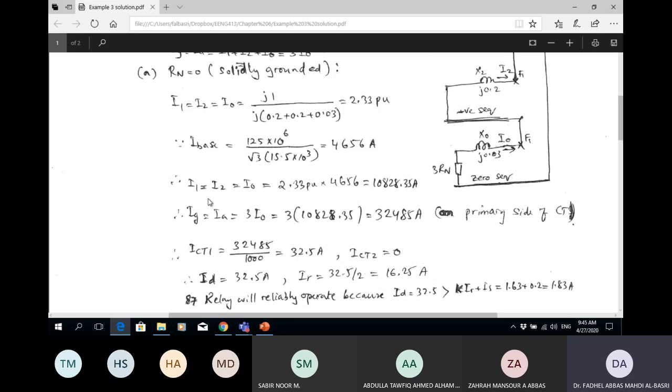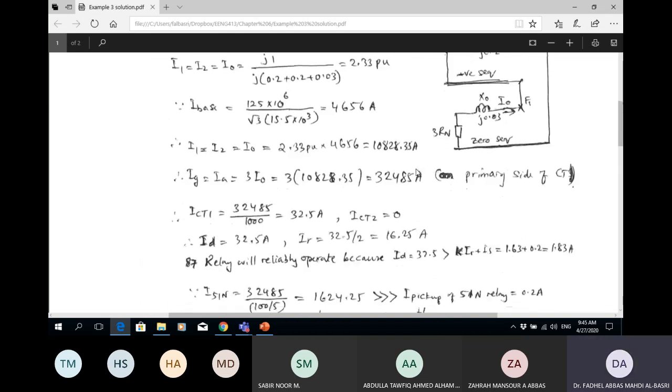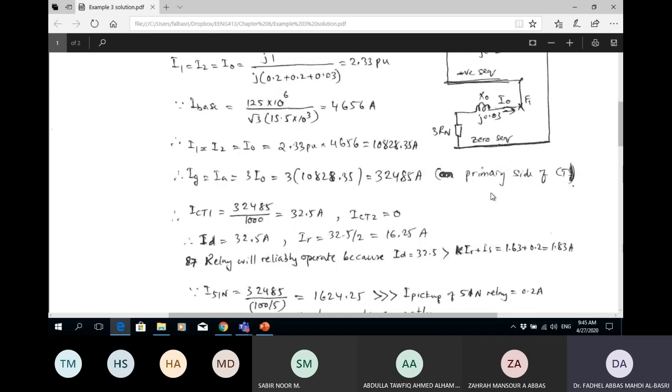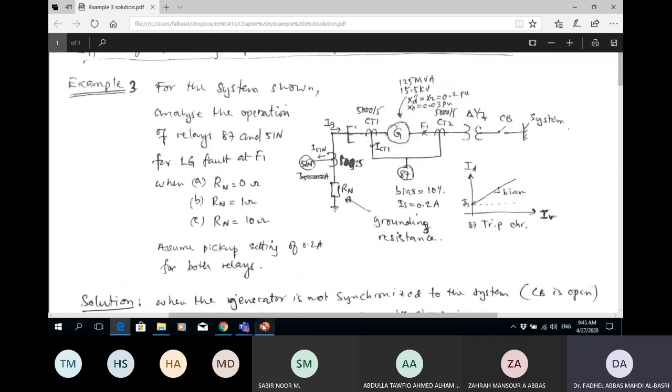So this is the zero sequence current times the base value. This is an ampere, this is current, multiplied by 3, it gives me the fault current. I got the fault current now at the primary side of this CT, and this is also the same as here, this current. And if I divide this current by the CT ratio that feeds the differential relay, the differential relay CT ratio is given in the example.